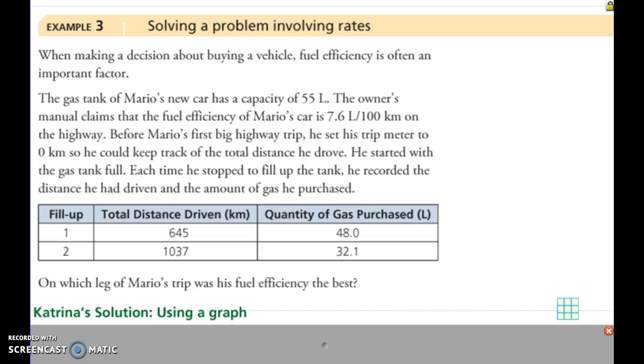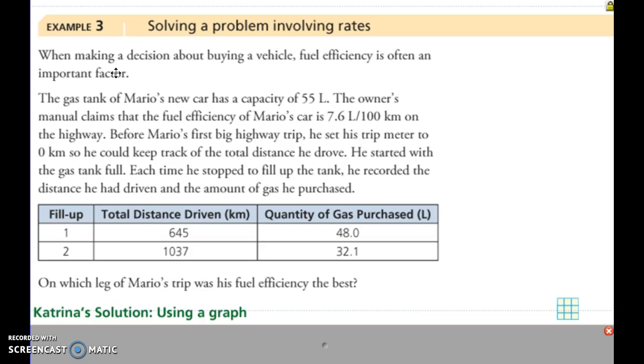Example 3, final example for 8.1. The gas tank of Mario's new car has a capacity of 55 liters. The owner's manual claims that the fuel efficiency of Mario's car is 7.6 liters per 100 kilometers. On the highway, before Mario's first big highway trip, he set the trip meter to 0 kilometers, so he could keep track of the total distance he drove. He started with the gas tank full. Each time he stopped to fill up, he recorded the distance he had traveled and the amount of gas he purchased. On which leg of Mario's trip was his fuel efficiency the best?